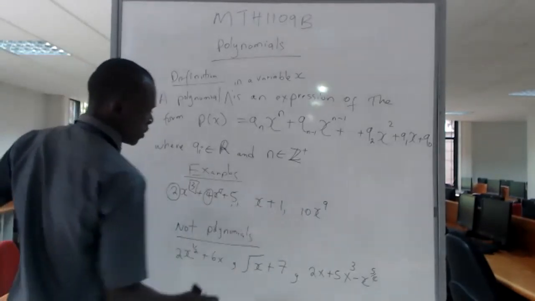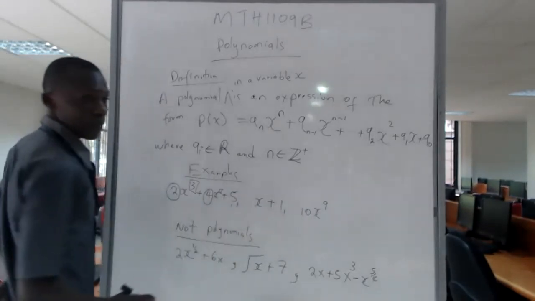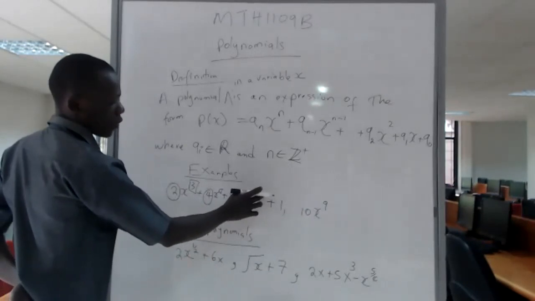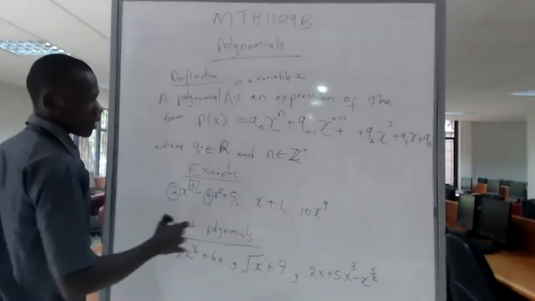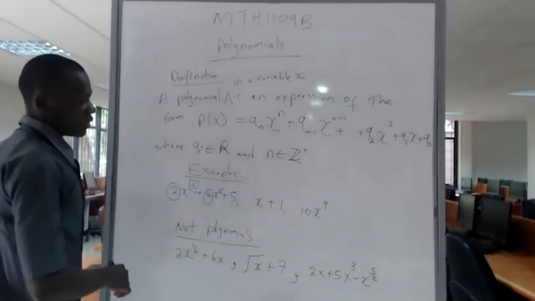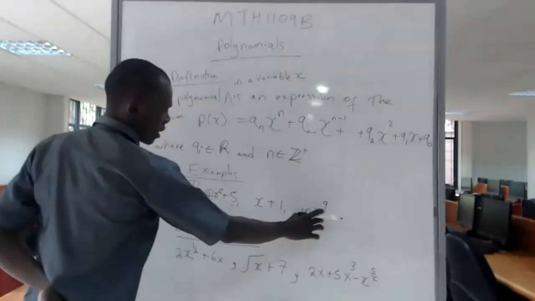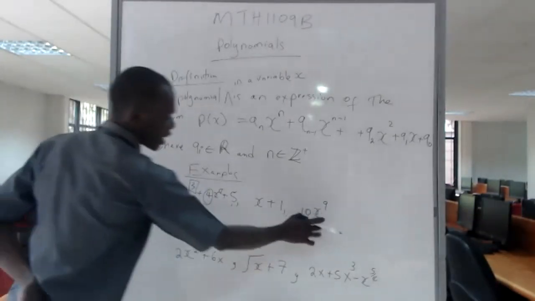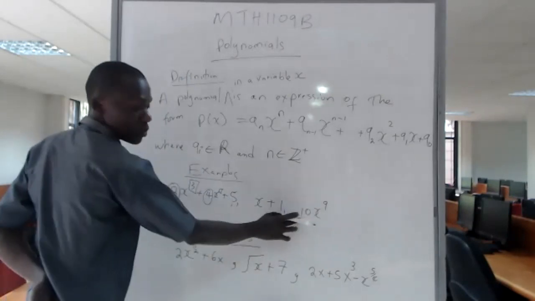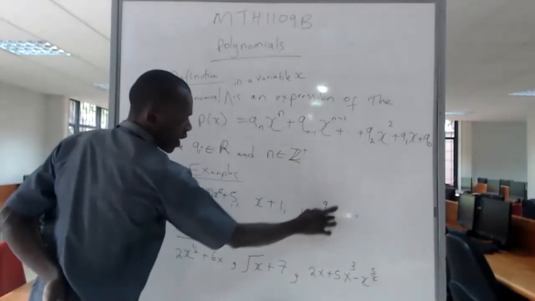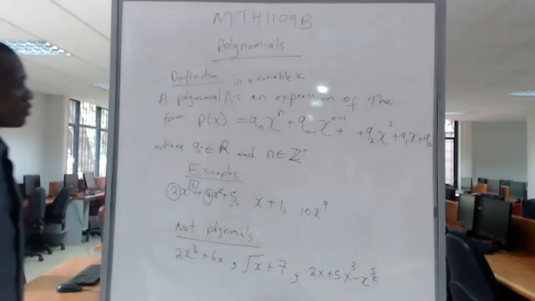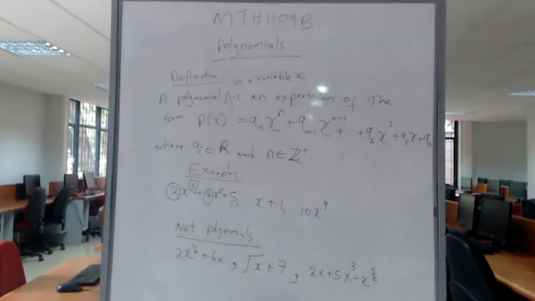In the second example, the coefficients are 1 and 1, and the powers are, this is x to the 1, and this is x to the 0, which are positive integers. In the last example I've given, 10x to the 9, the coefficient is 10, which is a real number, and the power of the exponent is 9, which is a positive natural number.